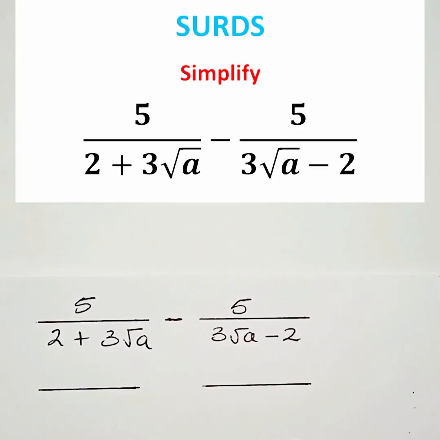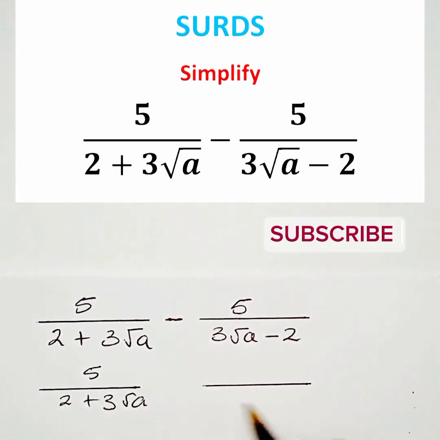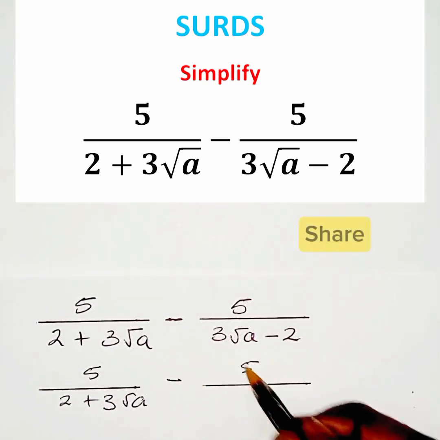In this maths tutorial, we are simplifying this expression. Now, we just need to make sure that we write this denominator starting with 2, like that, so that we won't have any problems. Now, we are going to have 5 over 2 plus 3 root a. Now, we are going to say that's minus 5.